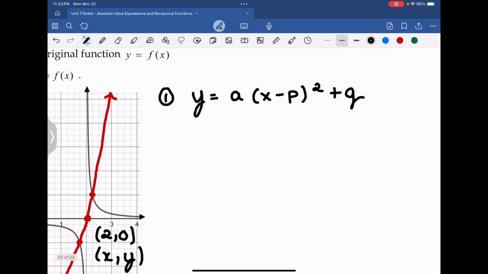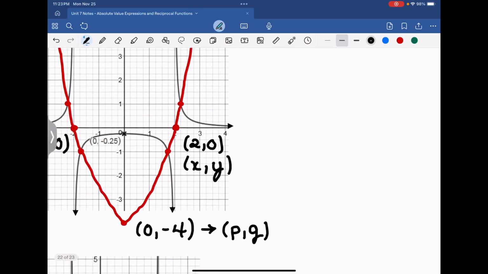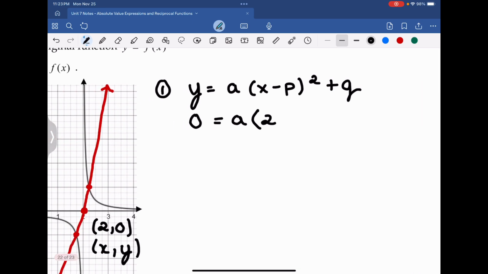So we're going to write it as y is equal to, y being 0, is equal to a, x value, which is 2, minus the p value, which down here was 0, so there's no left or right shift. We'll write that in. And then the q value was -4. Now, we expand this. 0 is equal to a, 2 squared is equal to 4, minus 4.